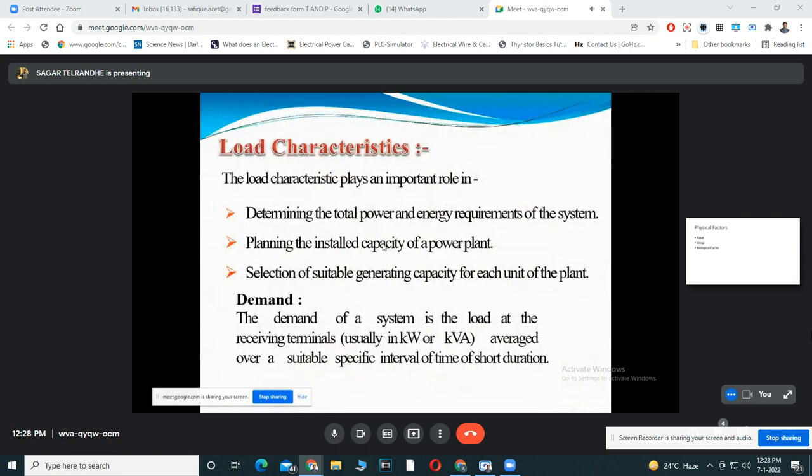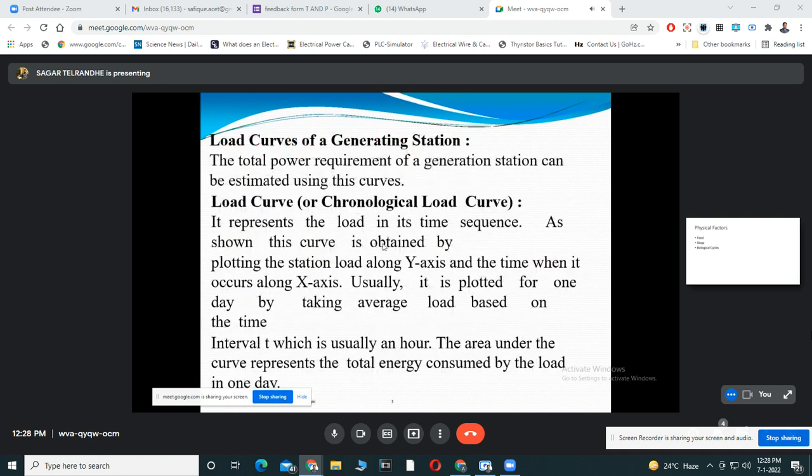Load characteristics. The load characteristics play an important role in determining the total power and energy requirement of the system. Planning the installed capacity of a power plant, selection of suitable generating capacity for each unit of the plant depends on demand. The demand of system is the load at the receiving terminal averaged over a suitable specific interval of time of short duration.